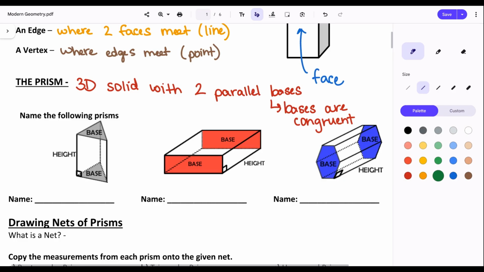So on this first one, what shape are they saying is the base? How would you name this shape? It's a triangle, right? So we would call this a triangular prism. That's great. So I'm going to go ahead and write that down. This is called a triangular prism. 3D solids get named by their bases. Okay? What would you guys say for the second one? What shape is your base on that second shape? A rectangle. Okay? So we would say rectangular prism.